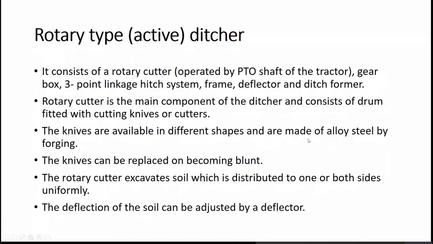The knives are available in different shapes made of alloy steel. They can be replaced whenever there is excess wear and tear. The rotary cutter excavates soil, which is distributed to one or both sides uniformly. So after cutting, the soil can be thrown on both sides or only on one side. There is a deflector which is used to guide the soil so that the soil does not fly here and there. There is a certain deflector so that the soil can be thrown in a controlled manner.